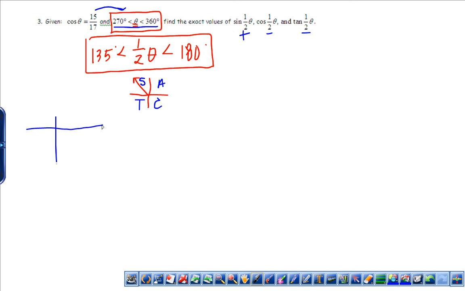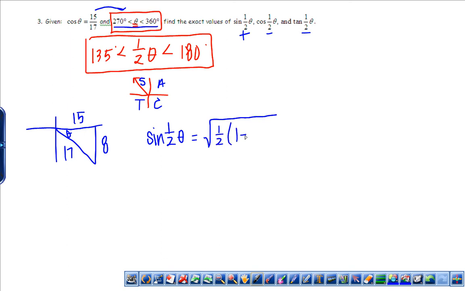So I'm drawing that between 270 and 360. And I know that cosine of theta is 15 over 17. So that would be 15 over 17. By Pythagorean, this would be 8. Okay, using your half angle properties, I'm going to go ahead and find sine of 1/2 theta. Okay, and I know that I'm using the positive, so I'm going to do the square root of 1/2 times 1 minus, and it says to find the cosine, so my cosine is going to be 15 over 17.